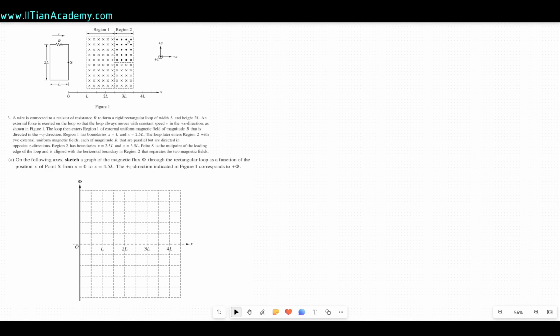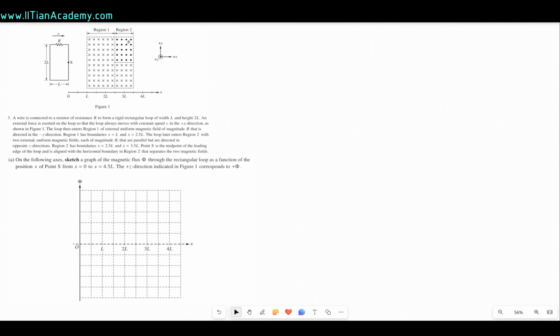We're given these coordinates on the x-axis, and in part A, we need to sketch the magnetic flux through the rectangular loop as a function of position x. So what the magnetic flux is basically is the number of field lines that go through the loop, which correspond to the normal vector or are parallel with the normal vector of the surface of the loop. Therefore, we can define positive and negative flux.